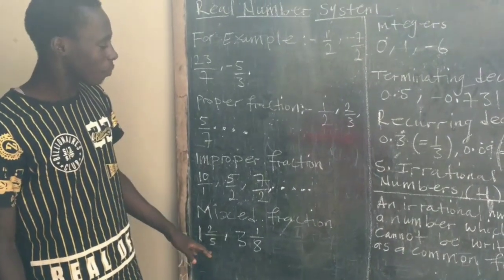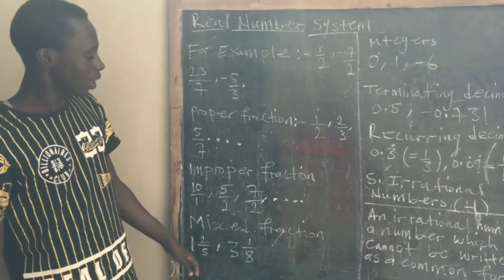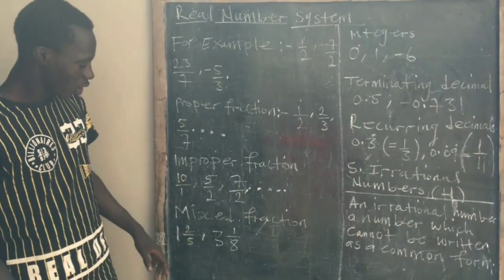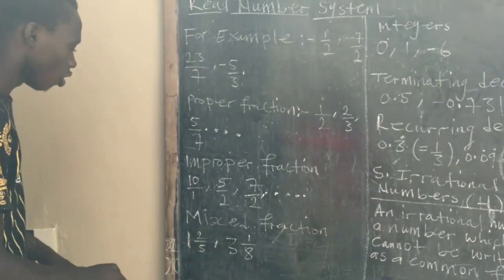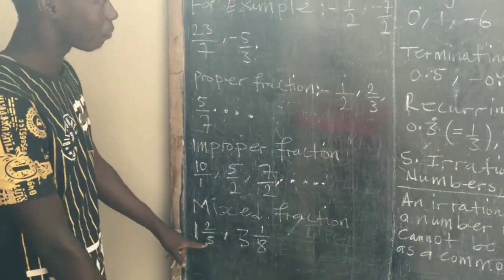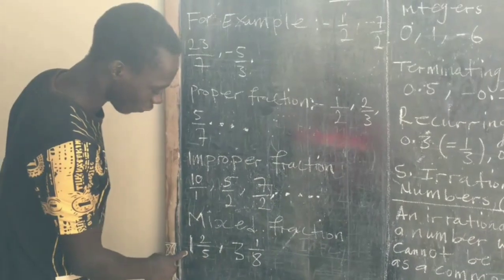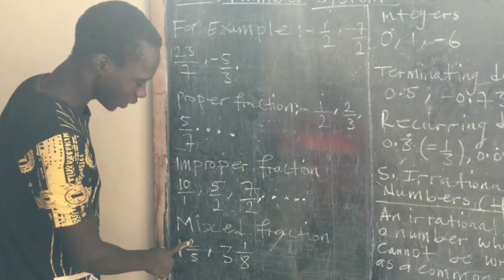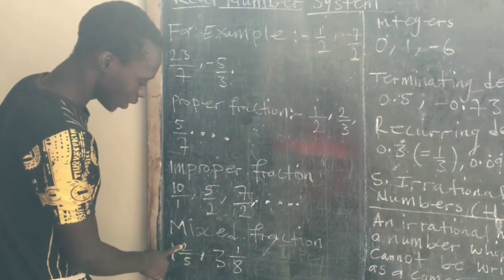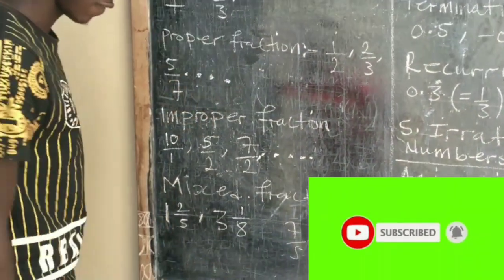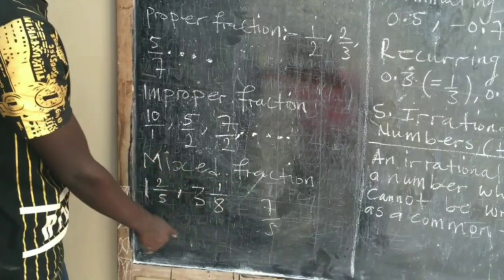A whole number and a proper fraction is said to be what? Mixed fraction. Look at it. We have one whole number, 2 over 3. If you want, you can change this to an improper fraction. Example, if you multiply 5 times 1 is 5, plus 2 will be what? 7. So this is the same as 7 over 5.